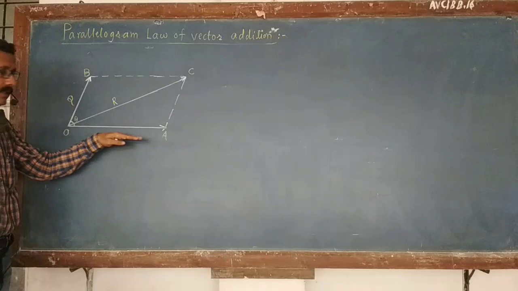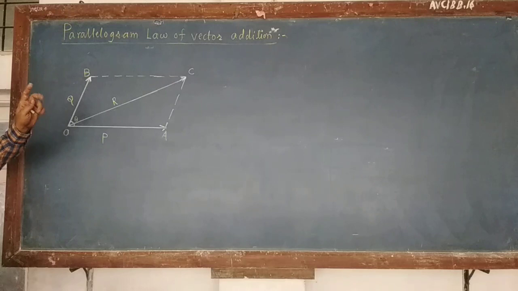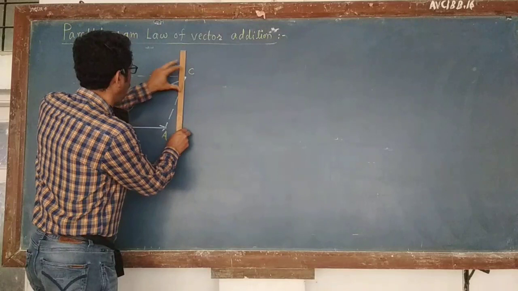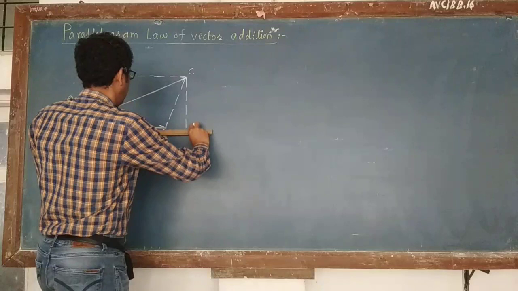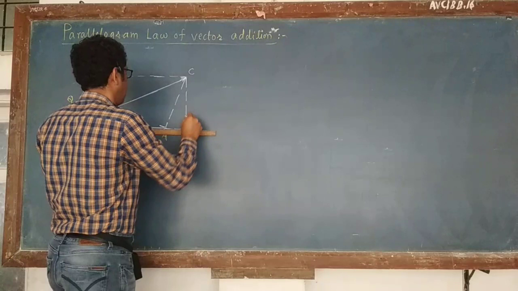For doing this, I make some slight modifications in this diagram. I draw a perpendicular from point C on the extended part of OA. Let us say the foot of the perpendicular is at some point called M.